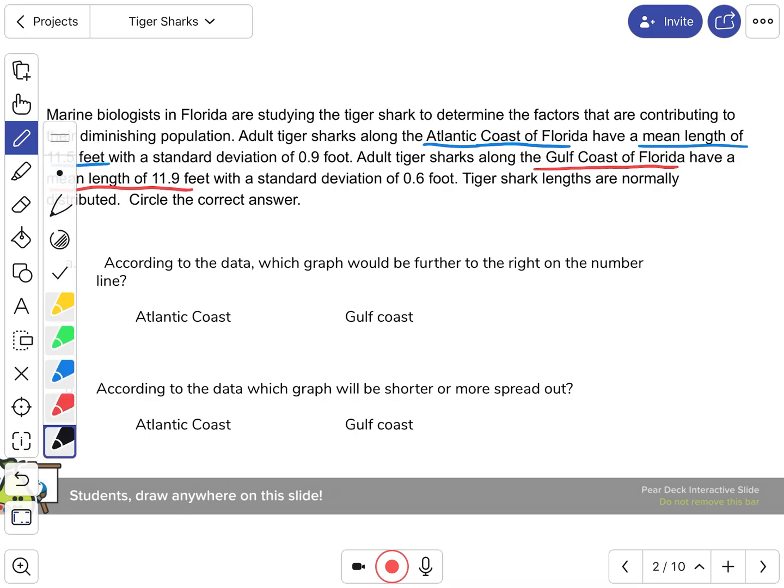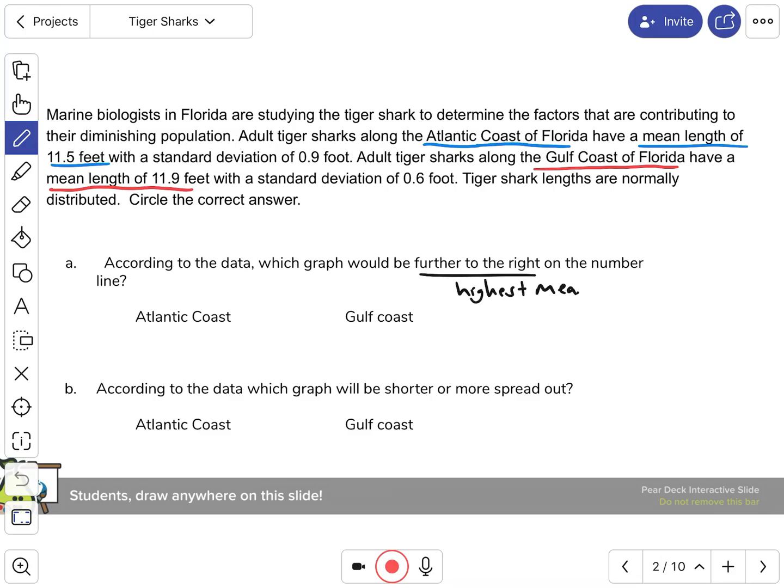So if you look here, according to the data, which graph would be further to the right on the number line? Well, that's the one with the highest mean. So you're looking for the highest mean, furthest to the right, and that will be the 11.9 feet, which is the Gulf Coast of Florida.